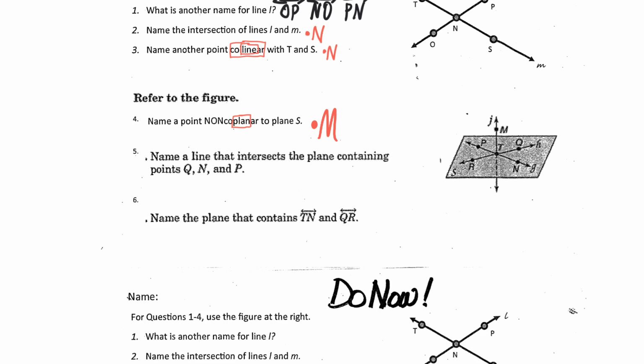Okay, next one. Name a line intersecting the plane containing points Q, N, and P. So what line is going through this one that has Q, N, and P? Yep, it's this line right here, line J. Line J is the one that goes through the plane containing those points. What's another name I could give to line J? MT. I could call it line MT also. Either of those would be good.